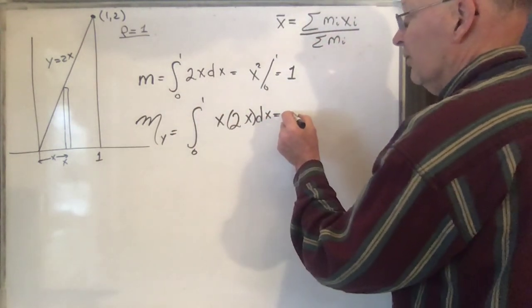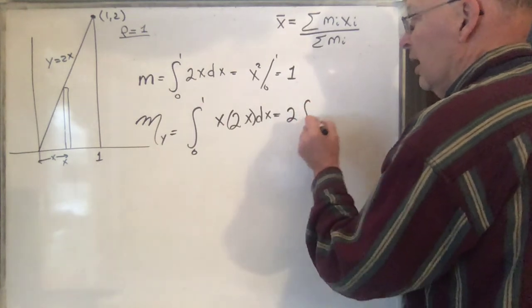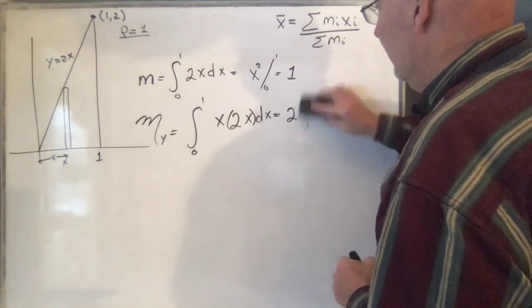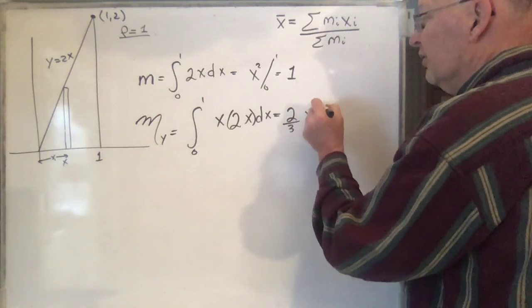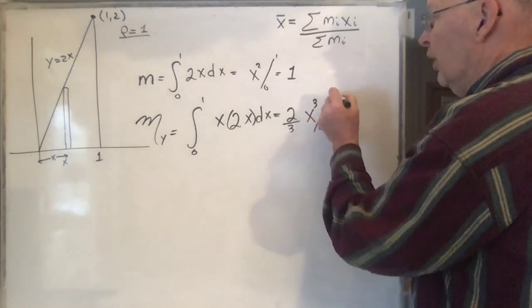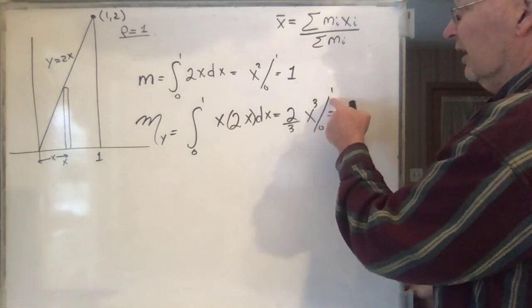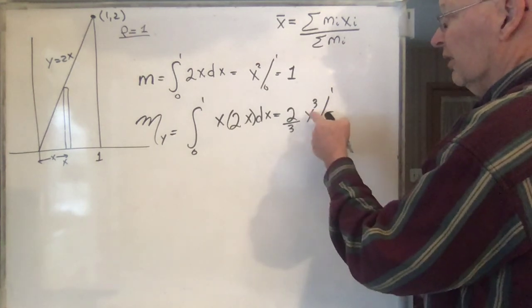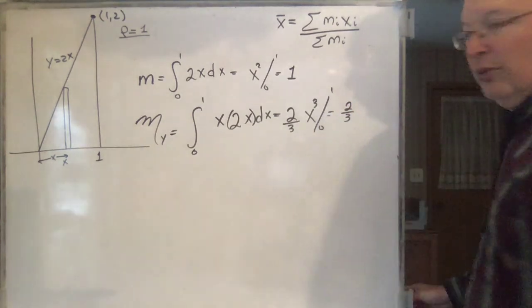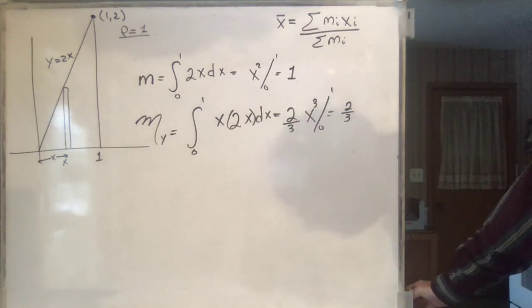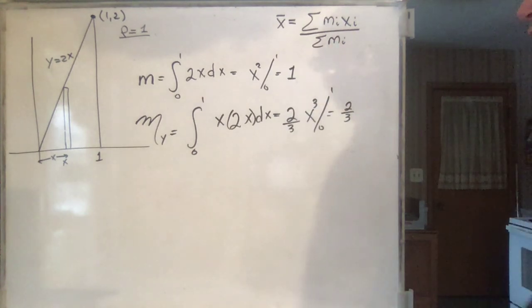Let's see, this is going to be 2 times x squared, and the antiderivative of x squared is 1/3 x cubed from 0 to 1. So you put a 1 in there, you get 2/3, put a 0, you get 0, which is just 2/3. Okay, is that what I got before? I guess I didn't do it. Okay, so there's 2/3 right there.